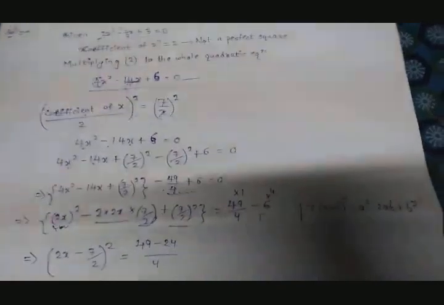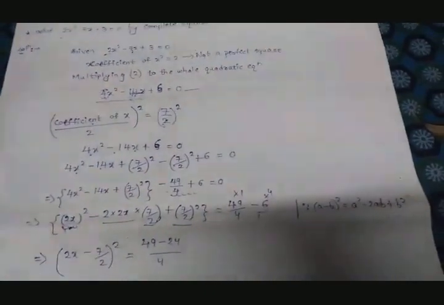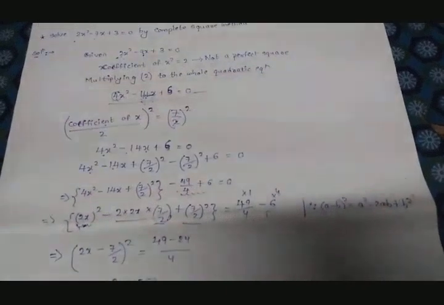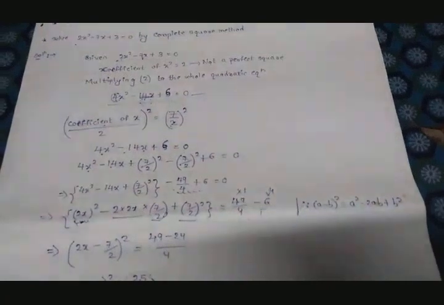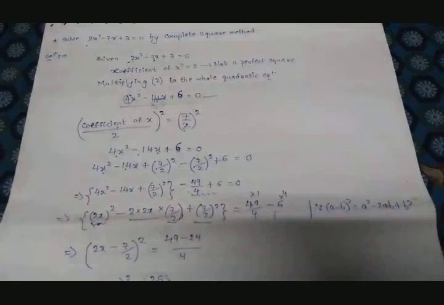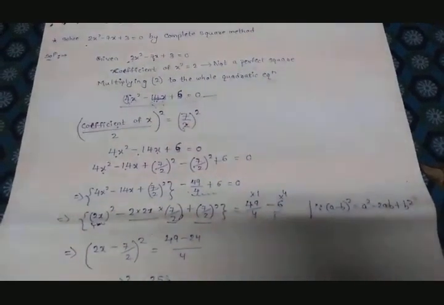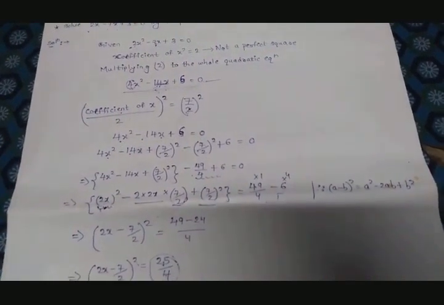So I hope how to find the solution when the coefficient of x square is a non-perfect square, and when the coefficient of x square is a perfect square, is clear. So in today's class we studied what we mean by the complete square method, what are the steps to be followed in the complete square method, and we solved two problems, that is when the coefficient of x square was a perfect square and when it was a non-perfect square.